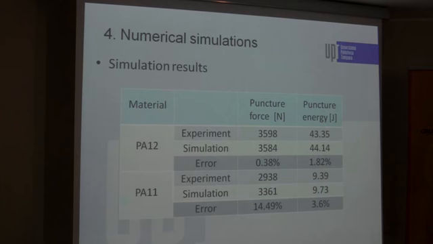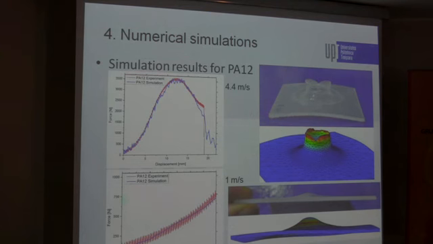So the simulation results: you see that for the PA12 material we have very good accordance in terms of puncture force and puncture energy, with errors of only 4% and around 2%. In the case of PA11, we have a bit of overestimation in the puncture force, but the puncture energy is more accurate. So these are the force-deflection graphs for the PA12 material.